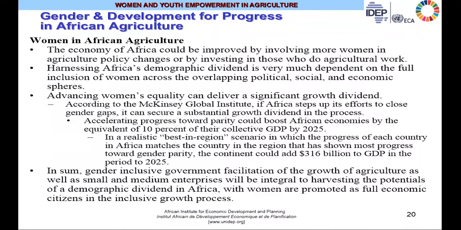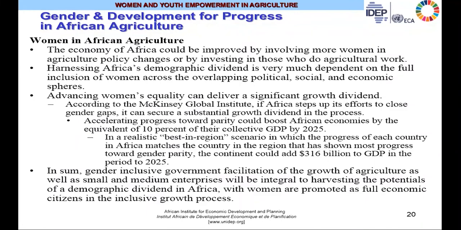Accelerating progress toward parity, equality, could boost African economies by the equivalent of 10% of their collective gross domestic products by the year 2025. And in a realistic best-in-region scenario, as demonstrated by the McKinsey analysis, in which the progress of each country in Africa matches the country in the region that has shown most progress towards gender parity, the continent could add $316 billion to GDP in the period right up to 2025.